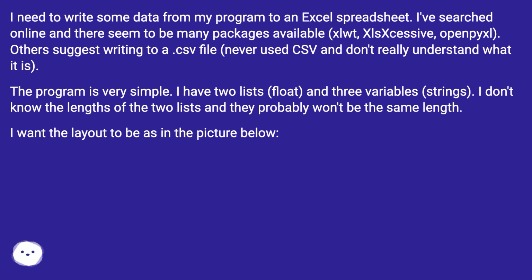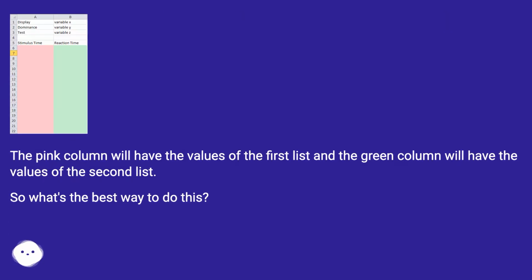The program is very simple. I have 2 lists of floats, and 3 variables, strings. I don't know the lengths of the 2 lists, and they probably won't be the same length. I want the layout to be as in the picture below. The pink column will have the values of the first list, and the green column will have the values of the second list. So what's the best way to do this?